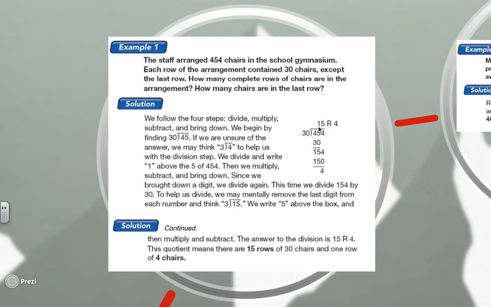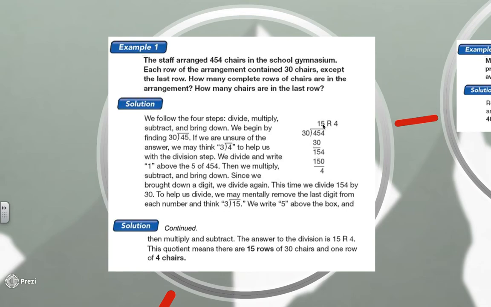Okay, so I'm going to put my 1 over the 5, right, because we're doing 30 into 45, not 30 into 4. Then I times 1 times 30, and what I have here is 115. Bring down the 4. Now I'm going to think, okay, 30 into 154. Now that's difficult, right? So what I'm going to do is use the 3 and the 15, because 3 can't go into 1, but 3 can go into 15. And it can go in 5 times.